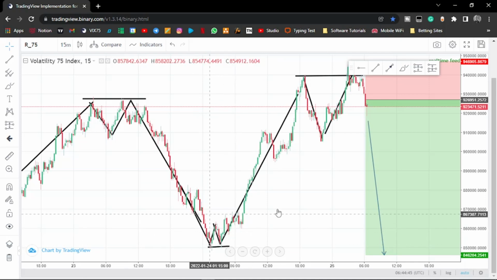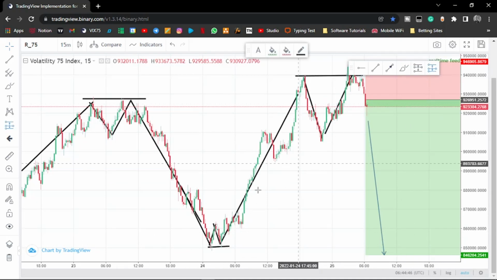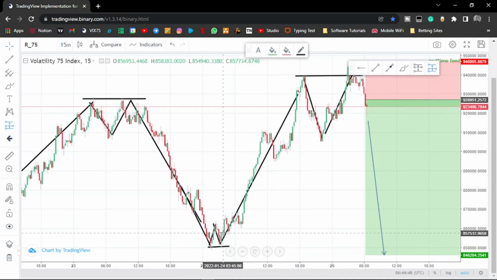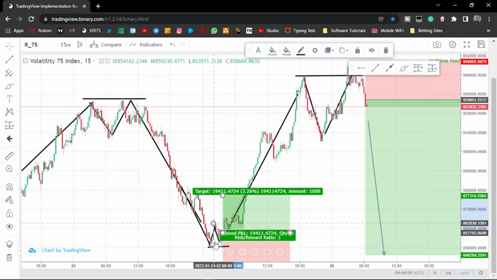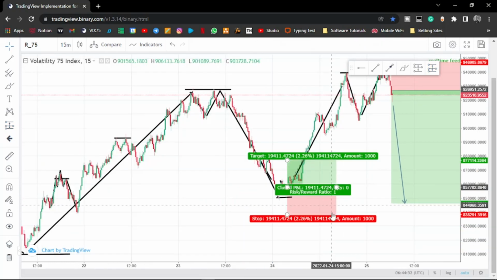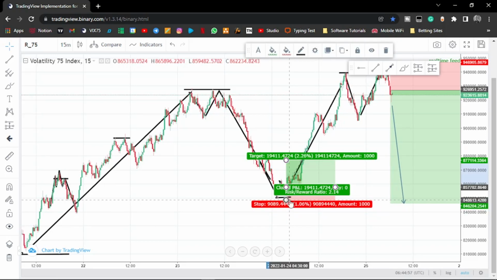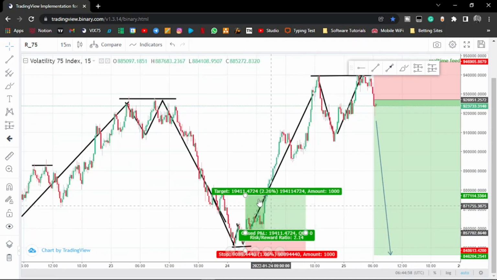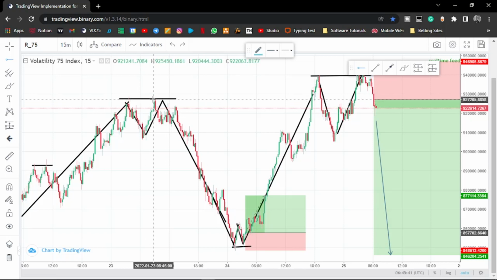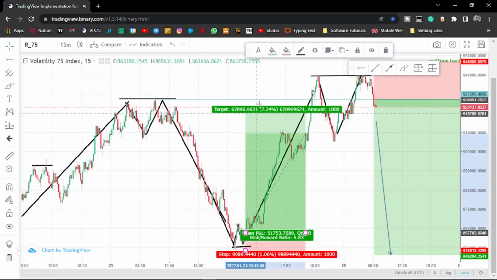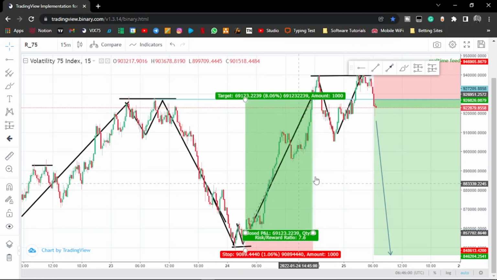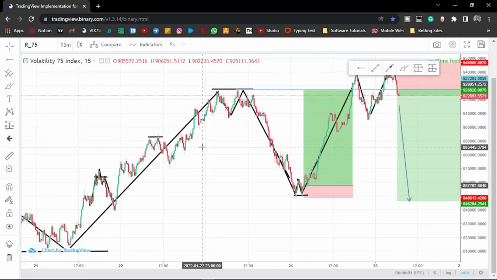And for this double bottom, I would have entered after the second green candle, which is this one. My stop loss was gonna be down here below the double bottom area, and my take profit was gonna be right here where the previous trend started. And that would have been a successful trade.